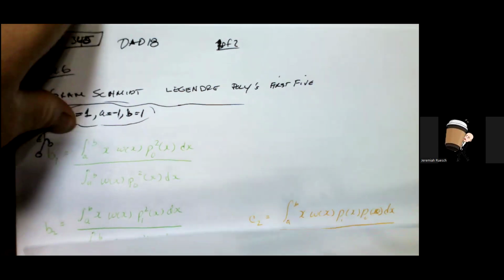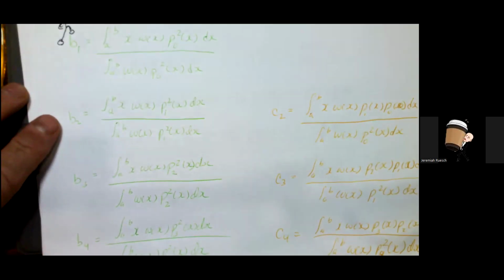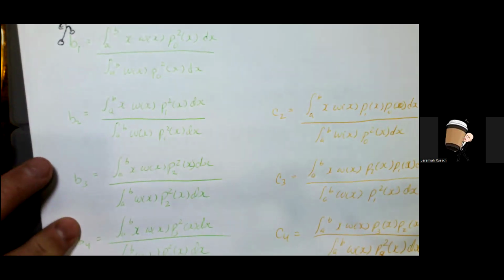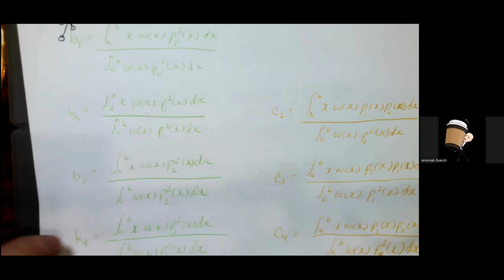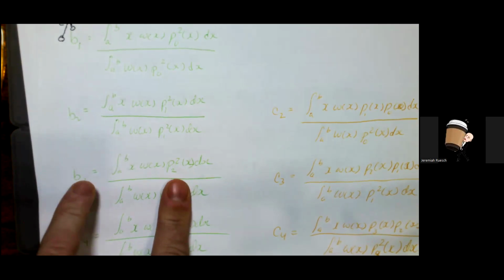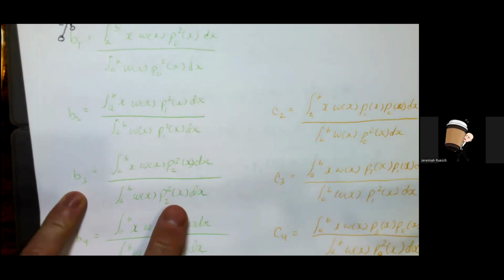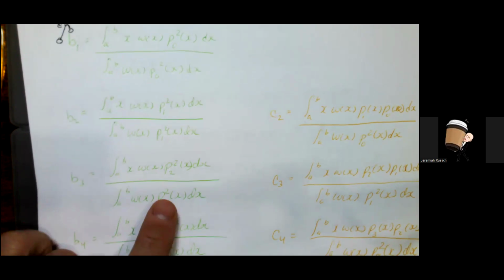And just looking at all of the b terms here, I have b2, b3, and b4. You'll notice there's basically a pattern. These are one less, so b3 has a p2, and then you have a p2 squared here.